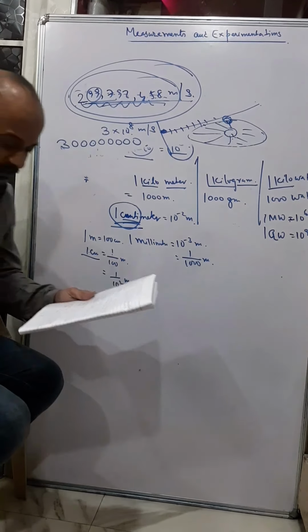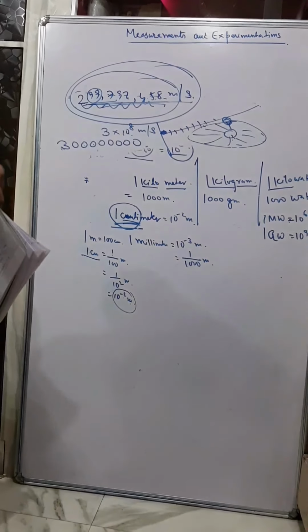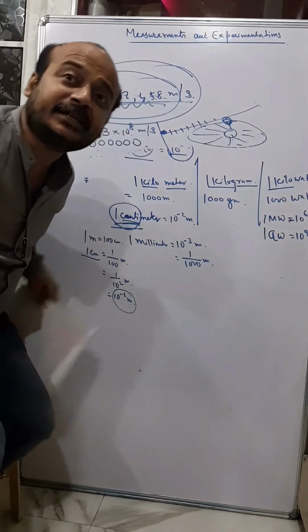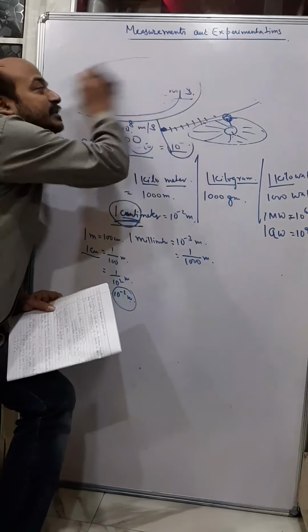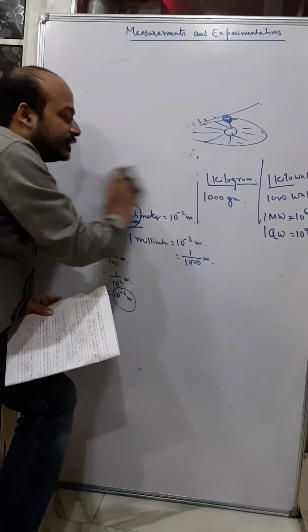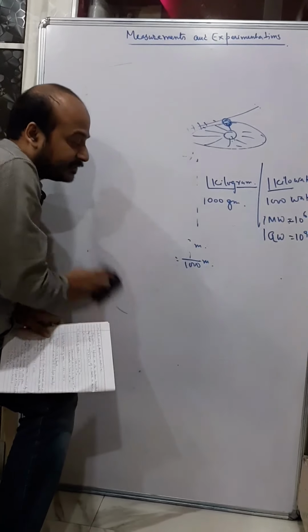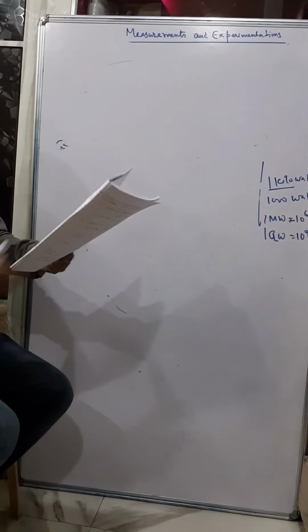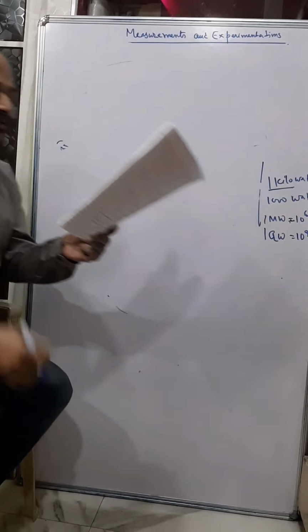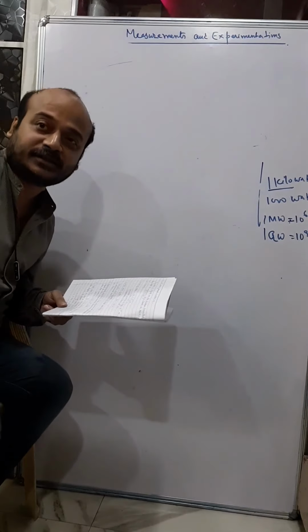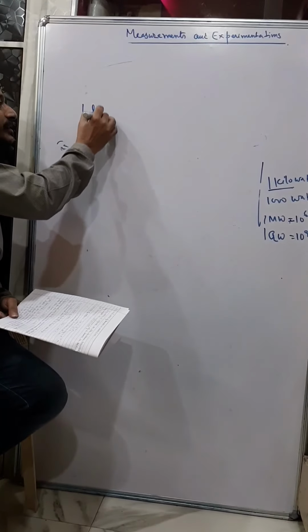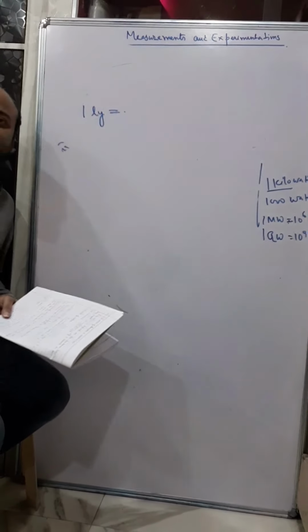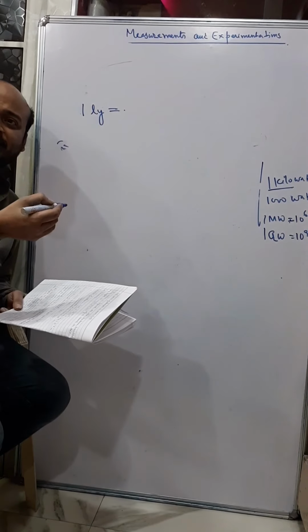Next is light year. Light year, you already know this. Light year is the distance traveled by light in 1 year. And it's used for measuring the distance between heavenly bodies. Now sometimes a derivation comes asking how many meters or kilometers 1 light year is. Now what is 1 light year? Define: that's the distance traveled by light in 1 year.